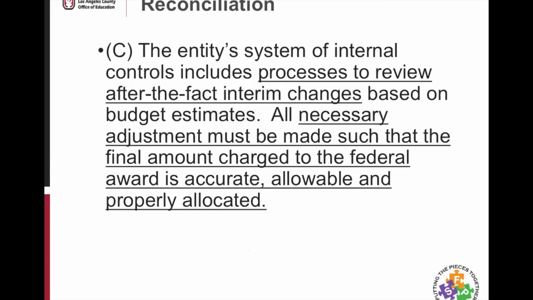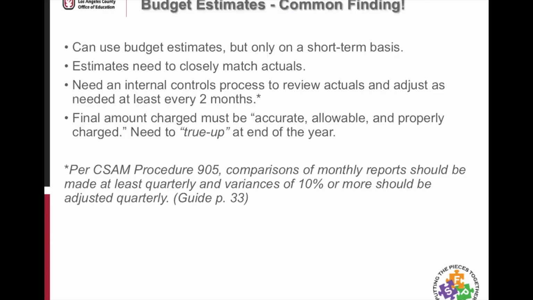And reconciliation, that's your system. Again, it's an internal control system. It's a process to review after the fact interim changes and then make adjustments. Sally was supposed to work this percentage in Title I and this in Title III, and it turned out there was a greater need in Title III, so we moved her over there. Therefore, her time and effort report should reflect that, and therefore we need to adjust the amount of money going to support her salary in each of those areas.